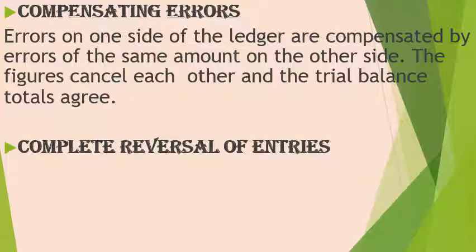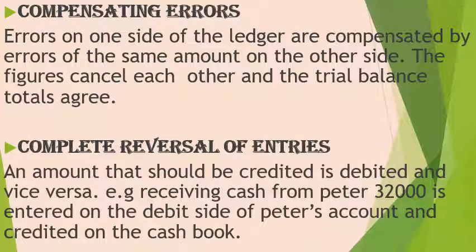And lastly, complete reversal of entries. This is where an amount that should be credited is debited, and vice versa. So the amount that should be on the credit side, you put it on the debit side, and the other amount that should be on the debit side, you put it on the credit side. So for instance, receiving cash from Peter, 32,000, is entered onto the debit side of Peter's account and credited on the cash book. Again, we get the same totals, yet there is a mistake.